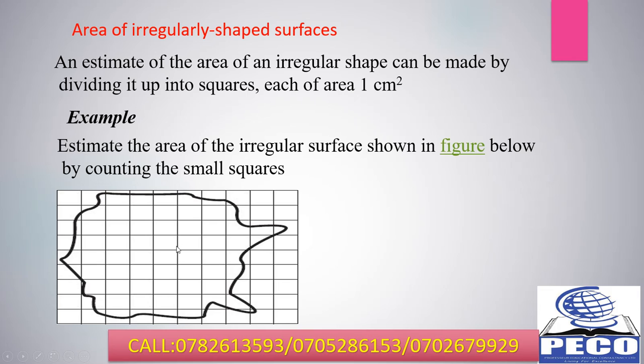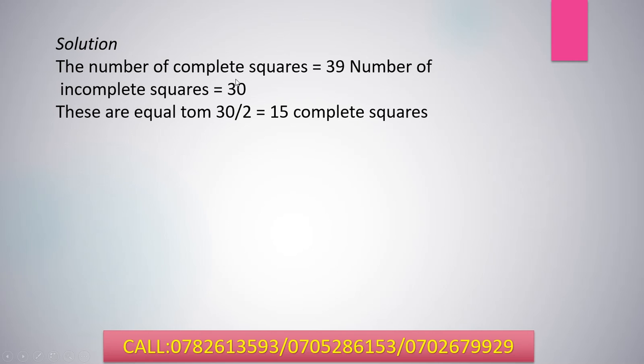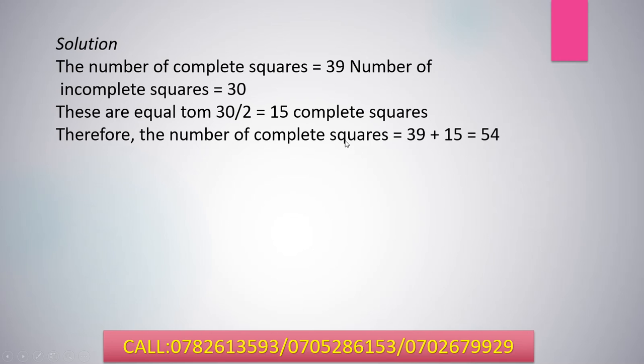Now when you got the number of complete squares are 39 and the number of incomplete squares are 30. So you first divide these incomplete squares by 2, you get 15, and get the number of complete squares to be 39 plus 15, which you got here.